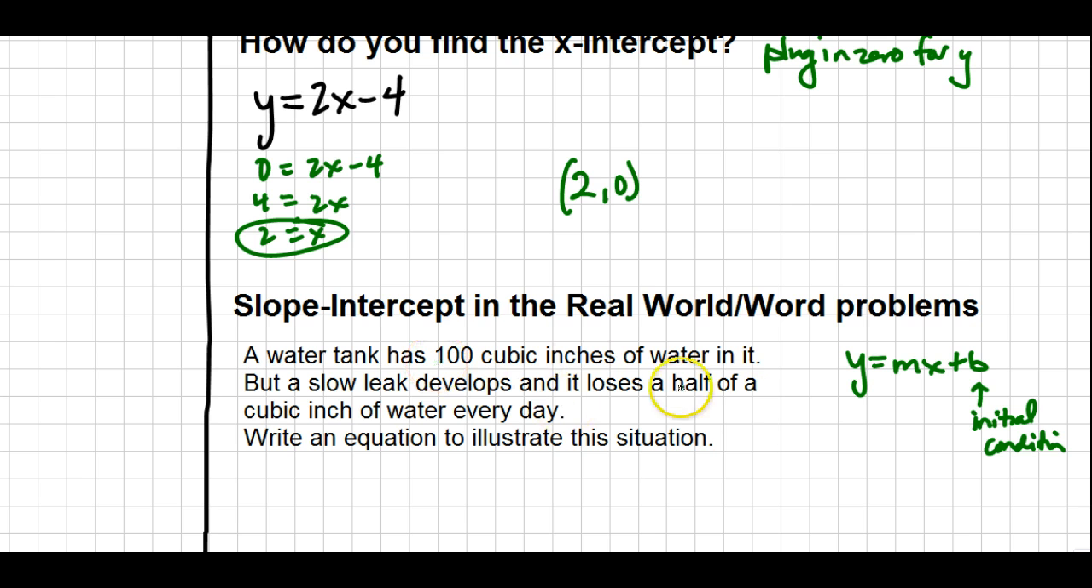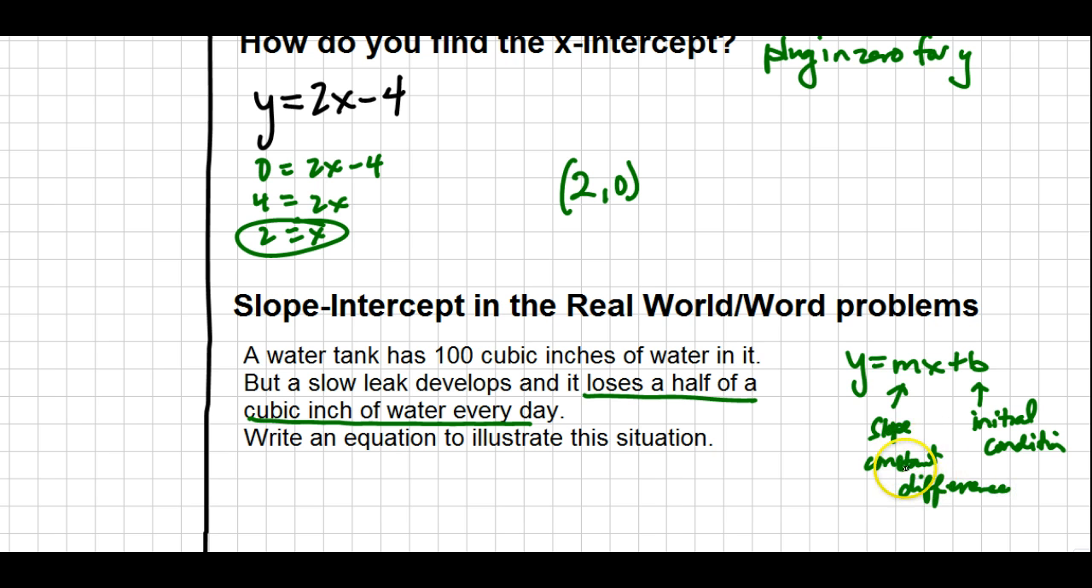If you read this problem, there is one number given to us that is a statement of fact. There are 100 cubic inches of water. That's also our starting value. That's how much the tank will hold. The other number we're given is that it loses half a cubic inch of water every day. So that is representative of the slope. The slope is also called the constant difference or the constant change.